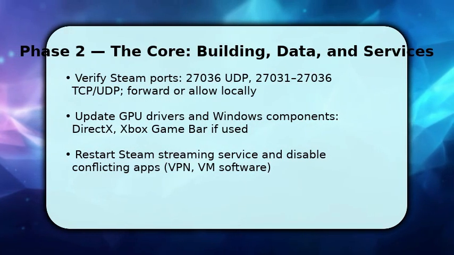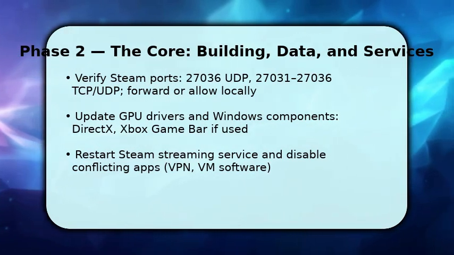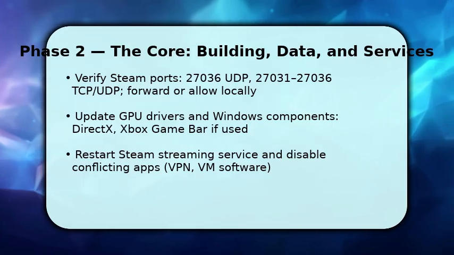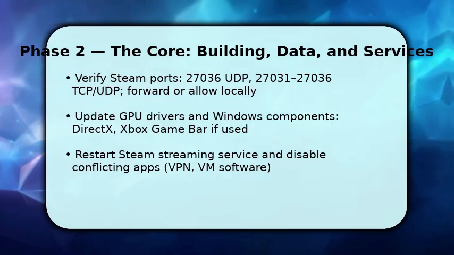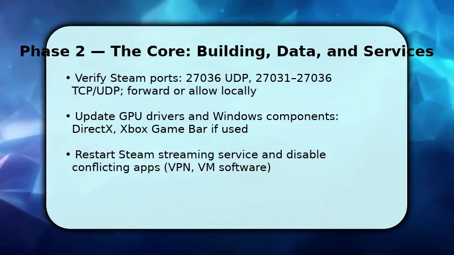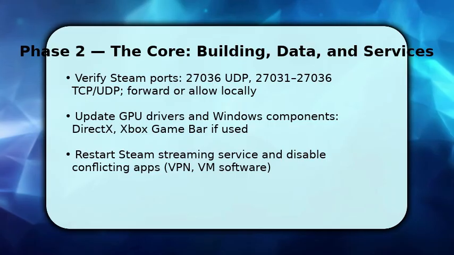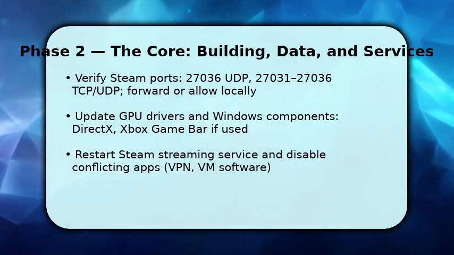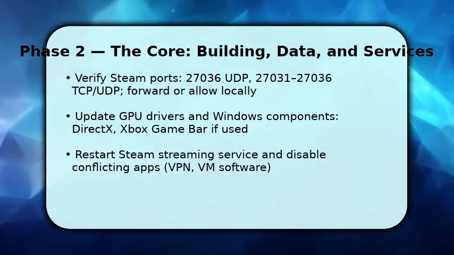Next, you resolve service and driver conflicts that commonly cause error 450. First, confirm Steam uses its streaming ports. Open 27036 UDP and the 27031 to 27036 range on your host. If NAT exists, forward them.